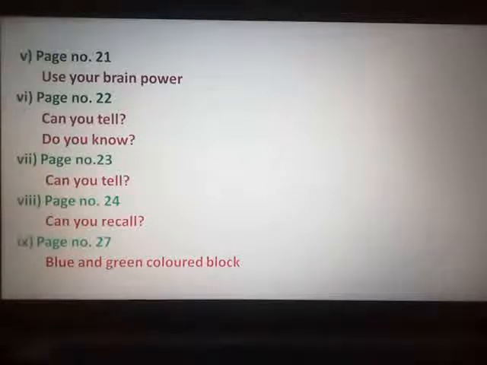Page number 28, on the top you have a pink colored block, do you know, remove that block.